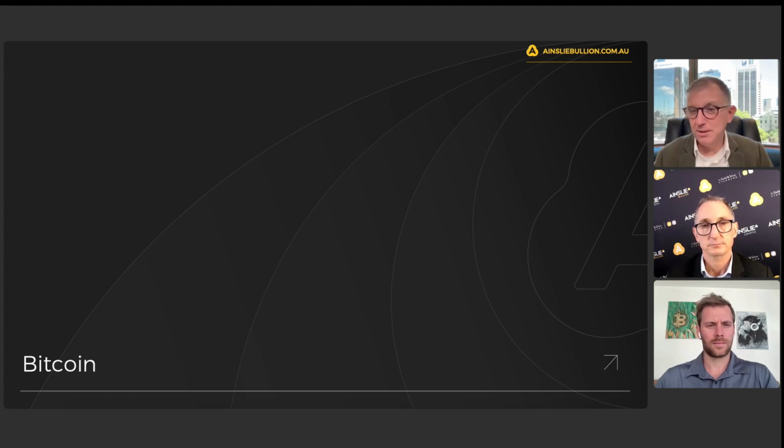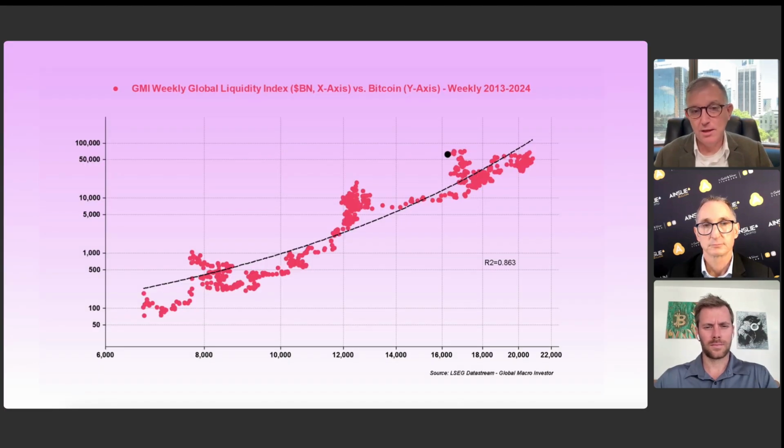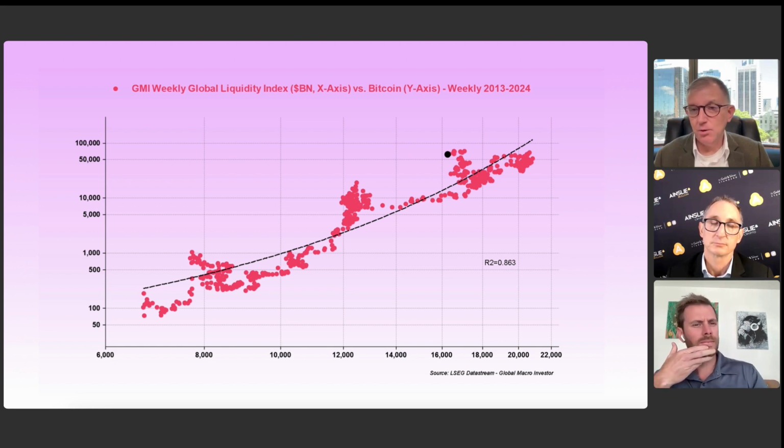Joe, I'll turn to you a little bit to dig into some of the Bitcoin analysis, looking at it through this liquidity lens. First of all, we put this chart up to show that very high correlation that Bitcoin specifically has with global liquidity. Anything you want to mention about this chart?